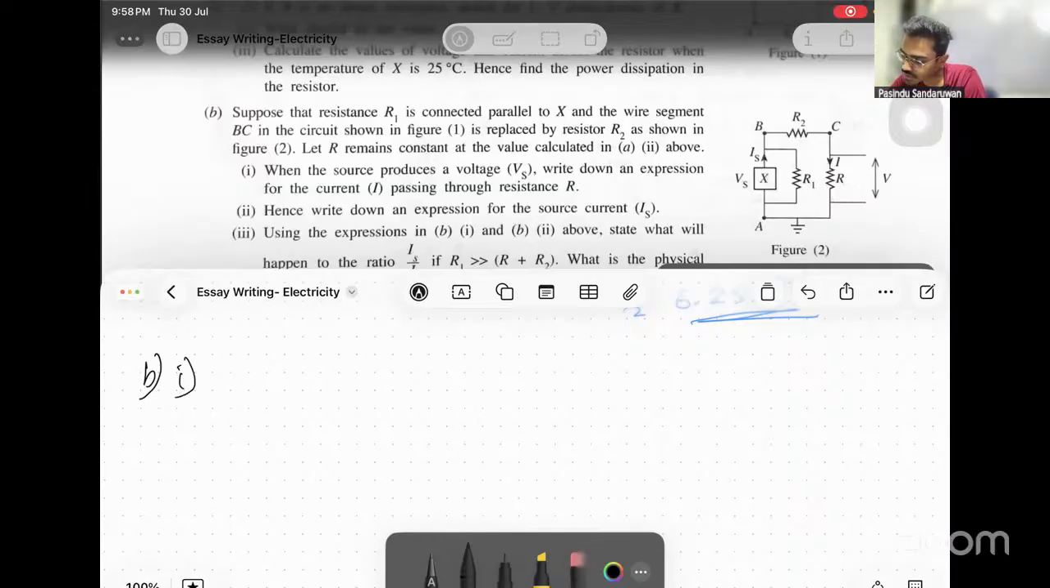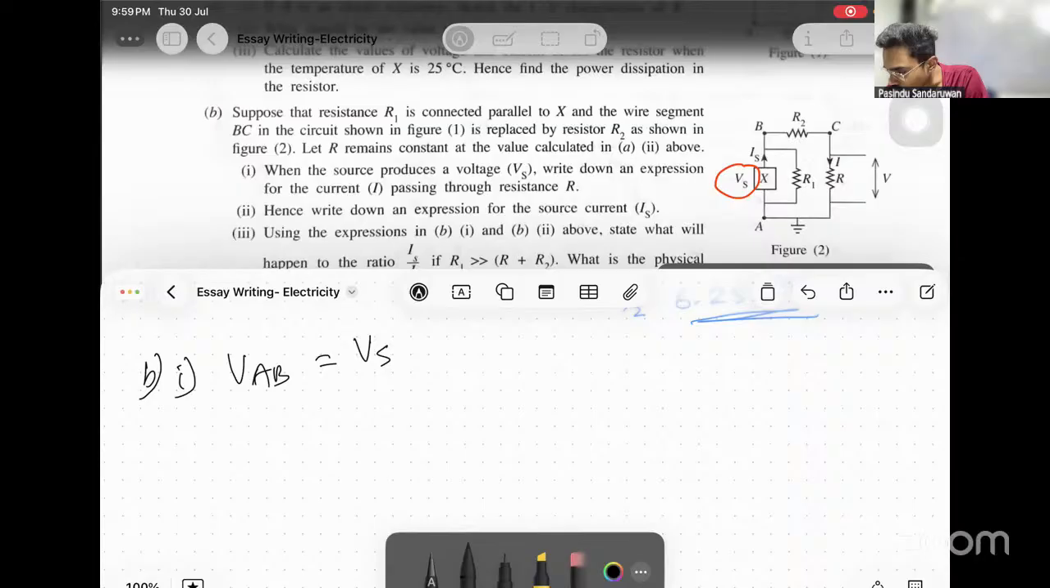Right, first one. When the source produces a voltage Vs, write down an expression for the current I passing through resistor R. When the source produces Vs, we know this Vs is between A and B, which means VAB equals Vs, because that is between A and B.